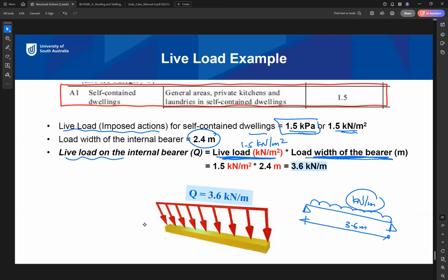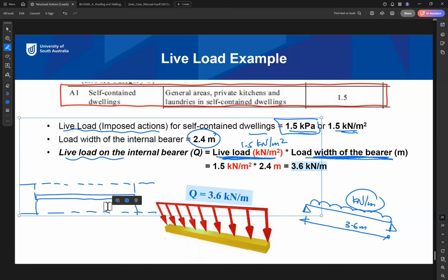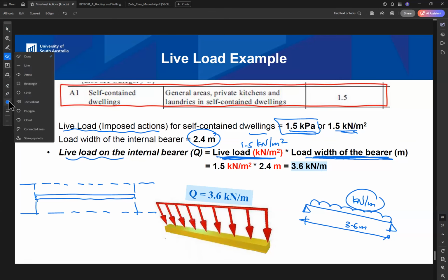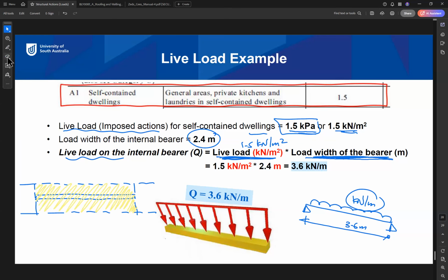What is the load width of the bearer? Again, if this is our bearer, the bearer will take half on top, half on bottom. So it will take this hatched area, which is the tributary area. So the load width of this area will be 2.4 meter. 1.2 and 1.2. So total is 2.4.